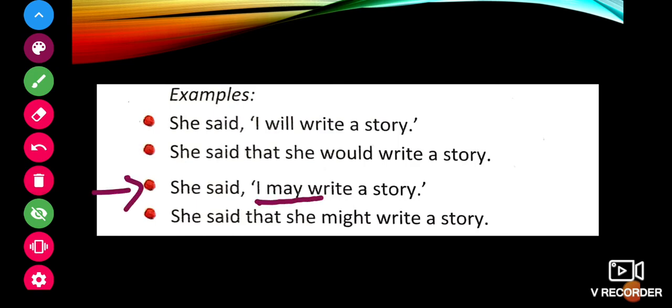She said, I may write a story. Now here, this may is indicating a possibility that I may or may not write a story. So whenever may refers to possibility, may changes to might.